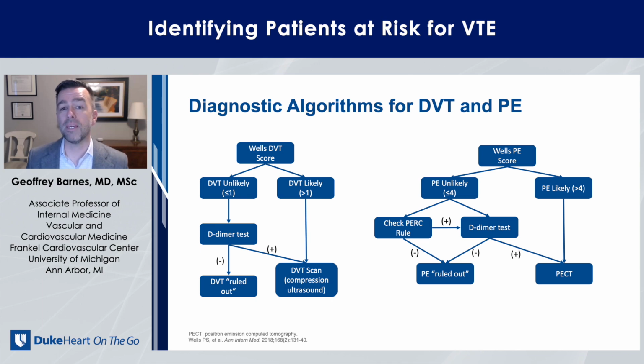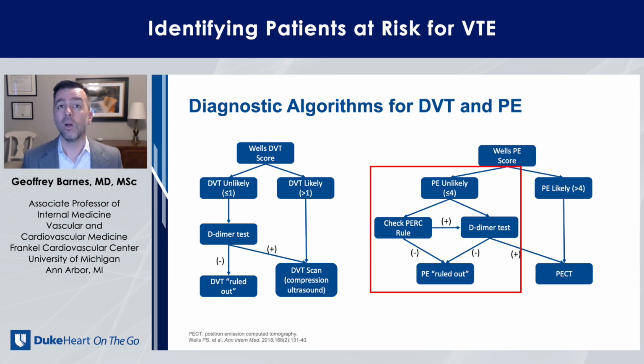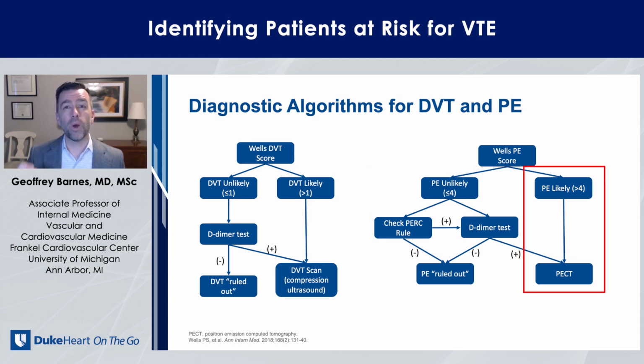For patients with a PE, again, we use the same approach, a Wells PE score, and if the PE score is unlikely, we may check those PERC rule criteria to just rule out a PE, or we can go ahead and get a D-dimer, because if it's negative, that also rules out a PE. If the Wells PE score is positive, meaning a PE is likely, or that D-dimer was elevated, then we should go ahead and order the CT scan to look for a pulmonary embolism.